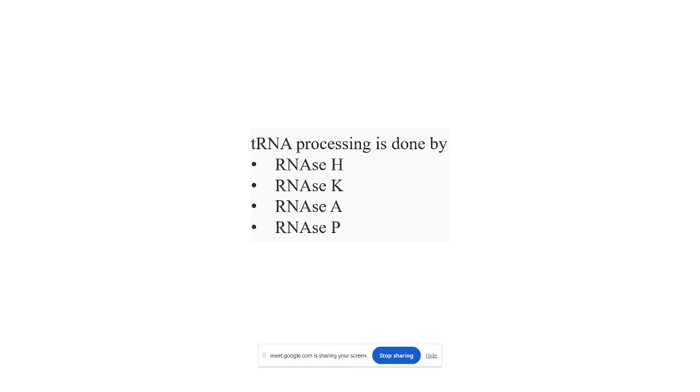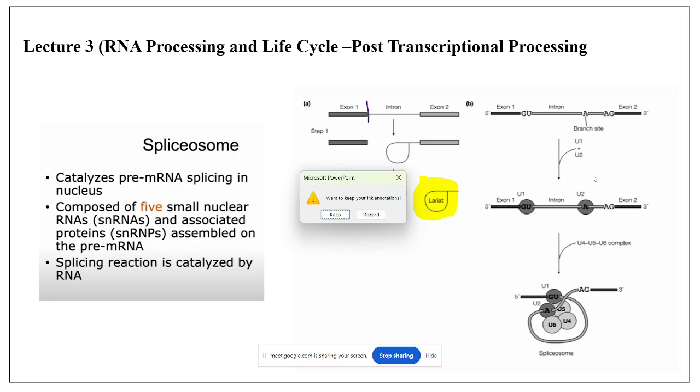Okay, let us see the answer now. The question is, tRNA processing is done by RNase H, RNase K, RNase A, or RNase P. And the correct answer is RNase P. We have already discussed that RNase P is required for the processing of the tRNA, and it removes some of the nucleotides and converts the primary tRNA into a mature tRNA. So the correct answer is RNase P.